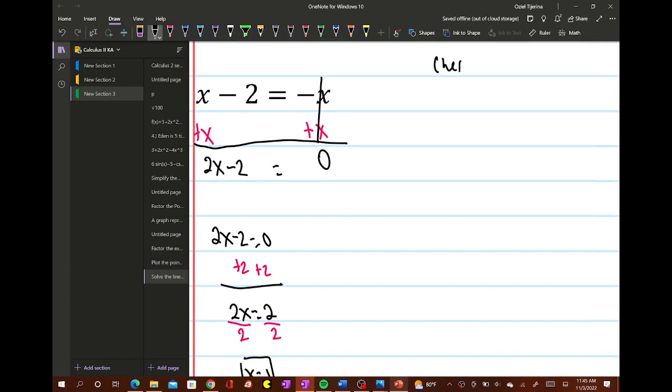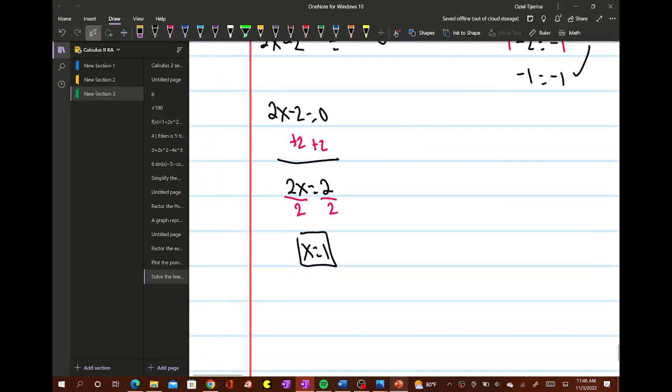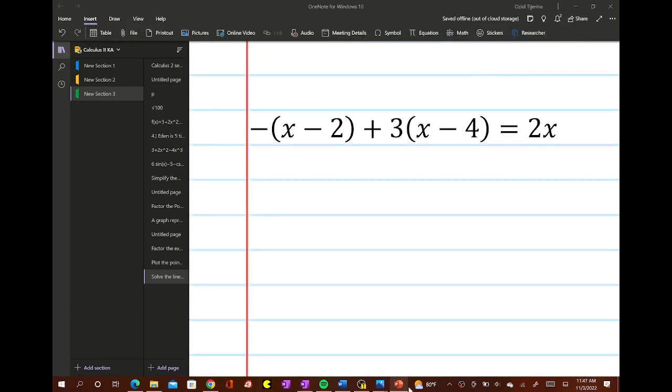So check x equals 1, right? We have x minus 2 equals negative x. So we have 1 minus 2 equals negative 1. So we get negative 1 is equal to negative 1. So we did it correctly, right? So your answer is x equals 1.